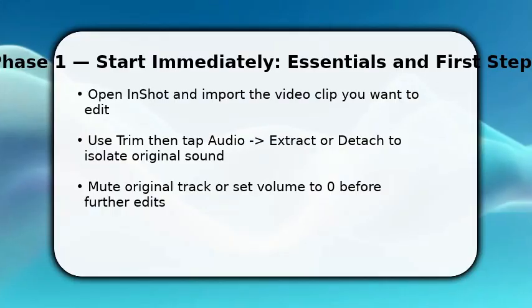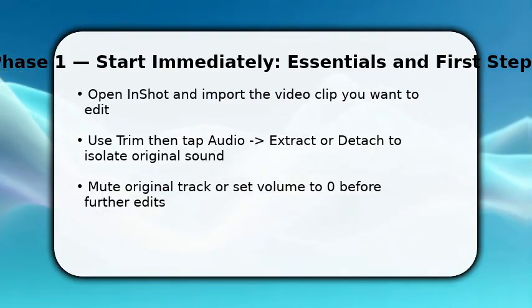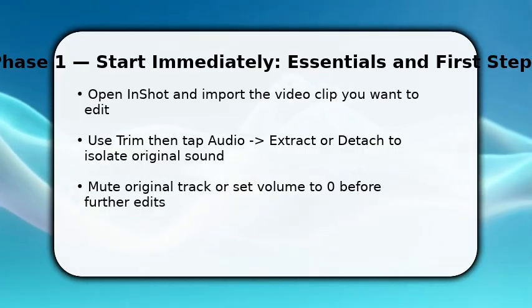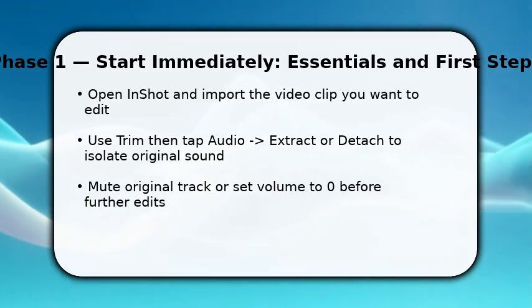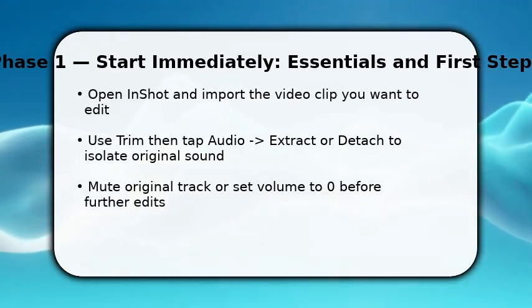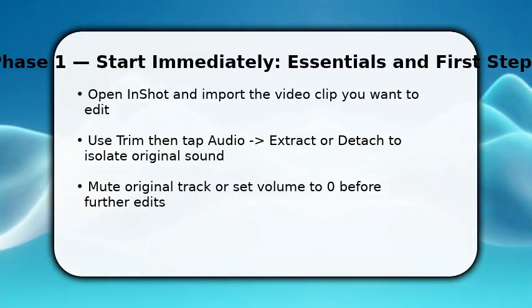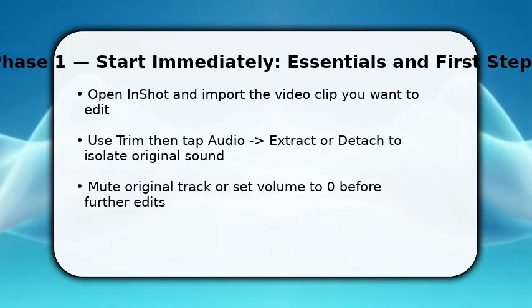Enjoy the video. You start by importing the clip and isolating its audio. This lets you work on sound without affecting the picture. Once imported, pinch or tap to select the clip, then use Audio > Extract, or Detach, to create a separate waveform. Make sure to immediately mute the original video track or slide its volume to 0 so you can audition replacements. Doing this prevents phasing and keeps edits non-destructive, so you can always revert if a change sounds worse.